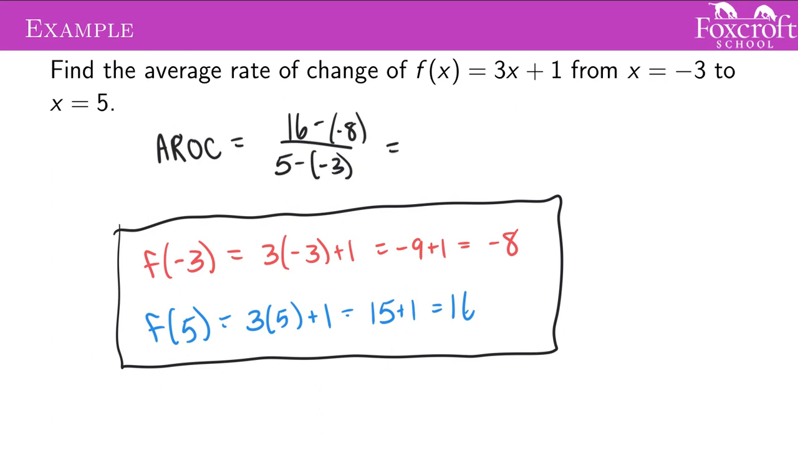But now I can simplify. 16 plus 8 is 24. 5 plus 3 is 8, and 24 divided by 8 is 3. The average rate of change here is 3. And this one's actually kind of interesting because 3x plus 1 is a line. So if you think about the relationship between lines and slope, you might figure out why this answer had to be 3 the whole time. That's something you can try to figure out on your own.